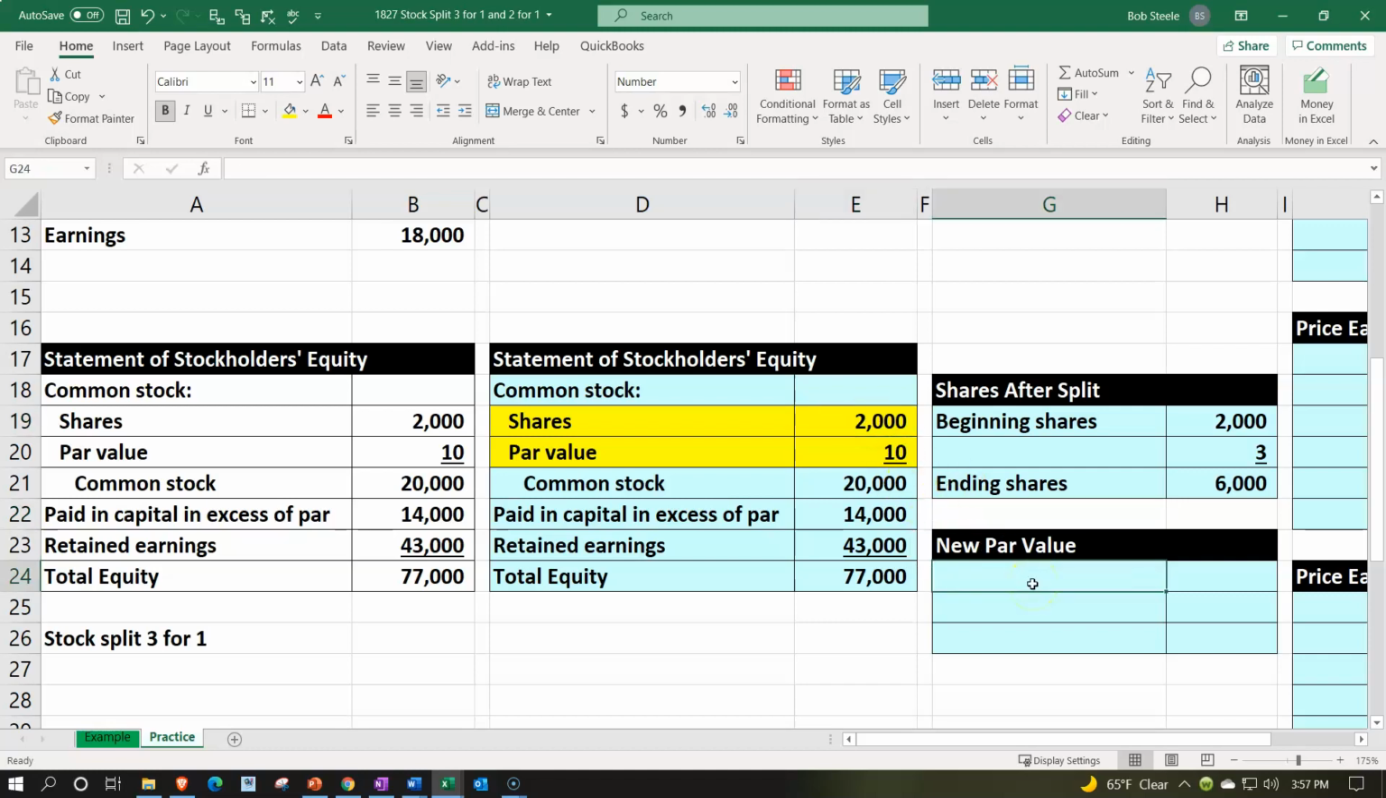What's going to happen to the par value, because it's still kind of a split type of situation instead of a stock dividend. So we're going to adjust the par value. So that of course will be the begin.